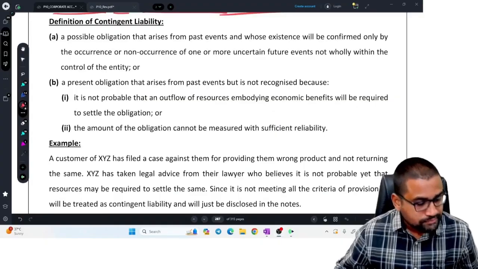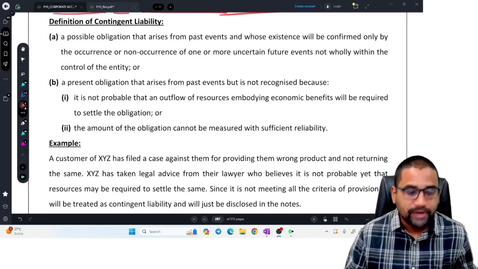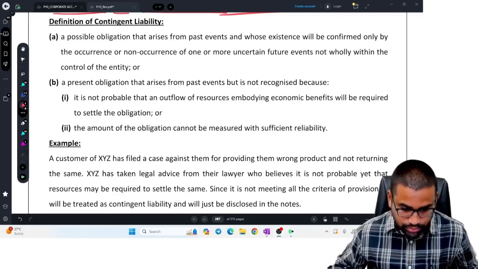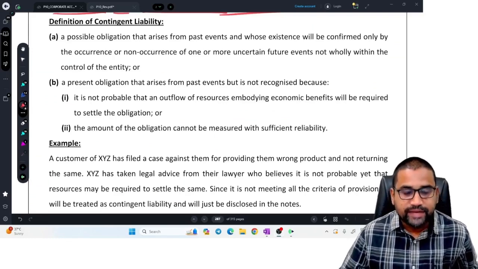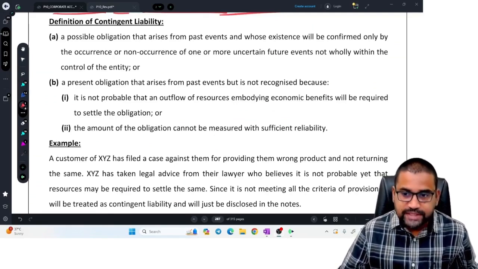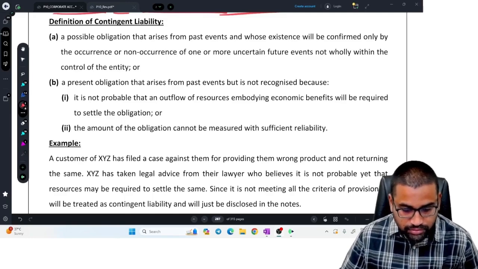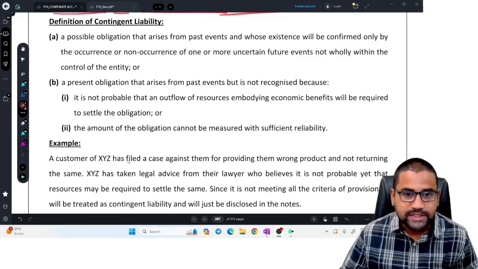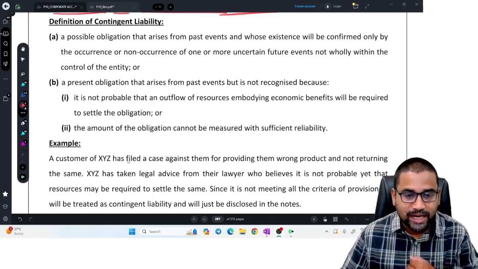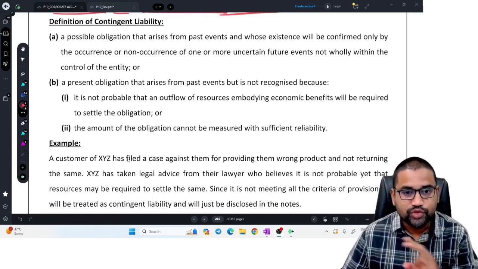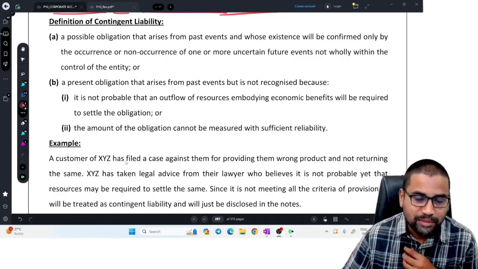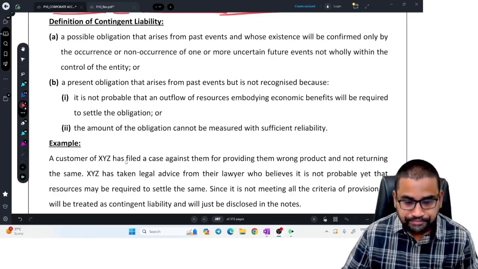Okay. Hello my dear students, welcome everyone. So in Ind AS 37, in the previous session we have discussed the concept of provision. Now the next topic of this standard is contingent liability and contingent asset. If we discuss these two, the standard will be done, and some miscellaneous topics are also there.